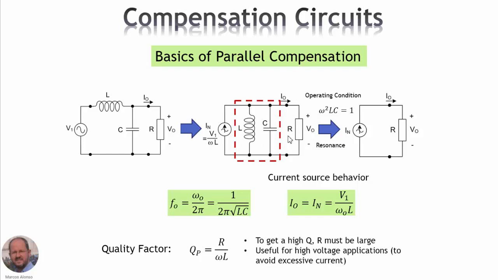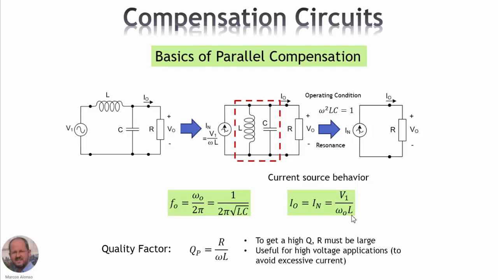If we operate this circuit at resonant frequency, then the parallel combination of L and C is almost equivalent to an open circuit, to an infinite impedance. So our final circuit will be like this. So we have the behavior of a current source applied to the load. So at resonant frequency, the output current is going to be like shown here: the voltage V1 divided by omega 0, which is the resonant angular frequency, times the inductance L.